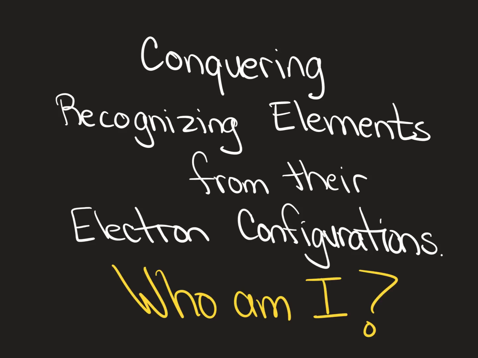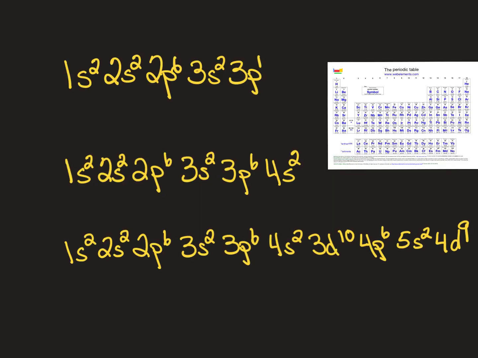In this video, we are going to conquer recognizing elements from their electron configuration. So we have 3 electron configurations that we're going to look at. Basically all you're doing here is counting the superscripts. So we have 1s2, so the 2 is a superscript. All these little numbers, all we do is add them up. And that tells us who the element is.